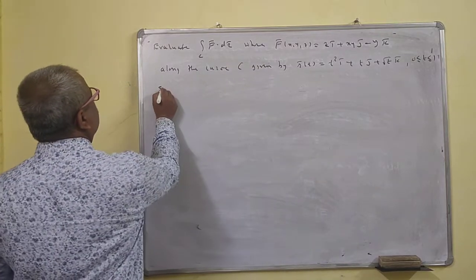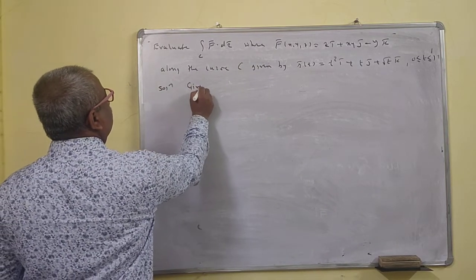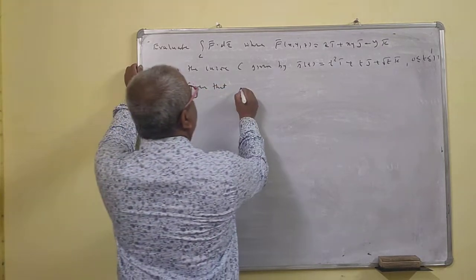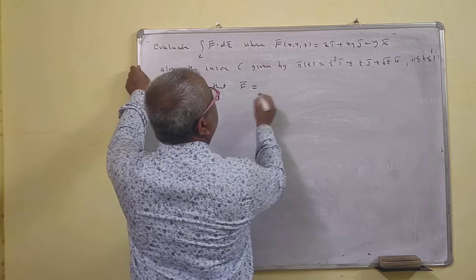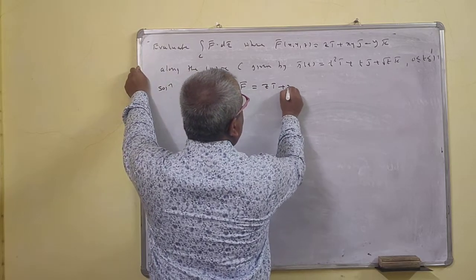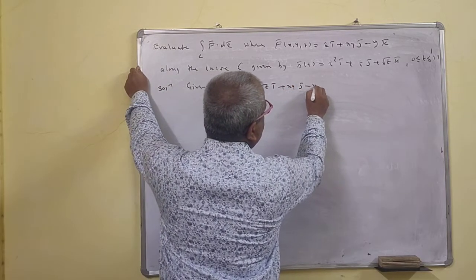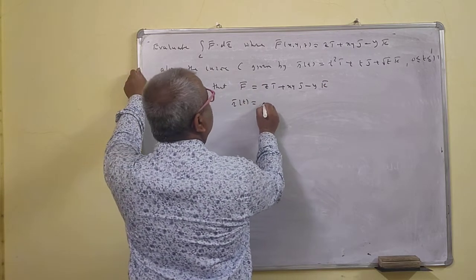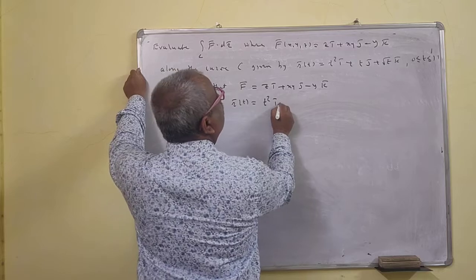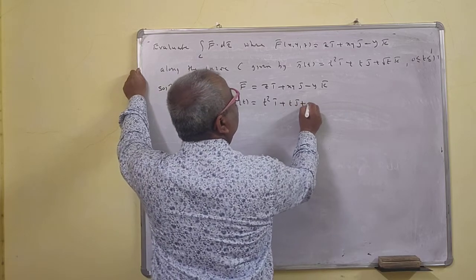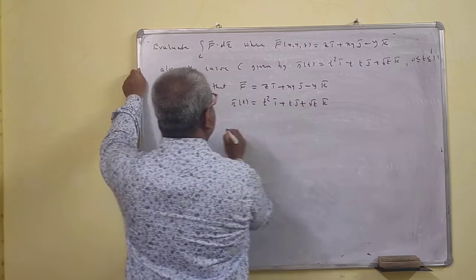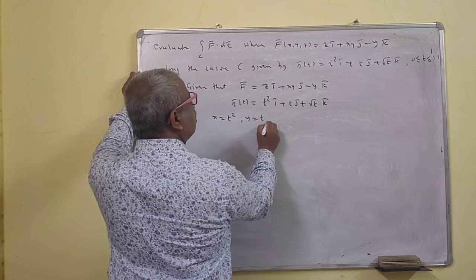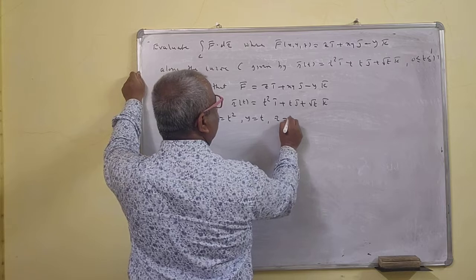Okay, solution. Given that f bar is z i bar plus x y j bar minus y k bar, and r bar of t is equal to t square i bar plus t j bar plus root t k bar. So here x is equal to t square, y is equal to t, and z is equal to root t.